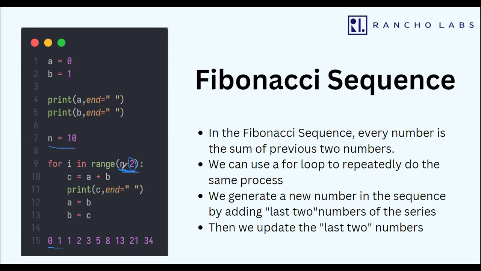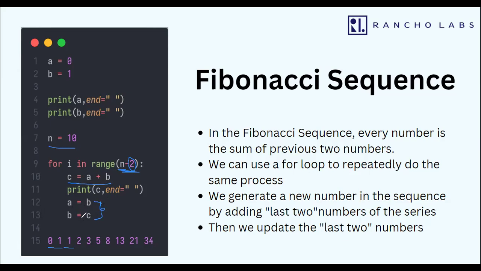For i in range of n minus 2, we take a third variable, c equals a plus b, which is the present element. We are printing it. The 1 is printed. Now what we have to do? The a should become 1, b should become 1. Then the next present element c will become a plus b. So we are just swapping the digits.